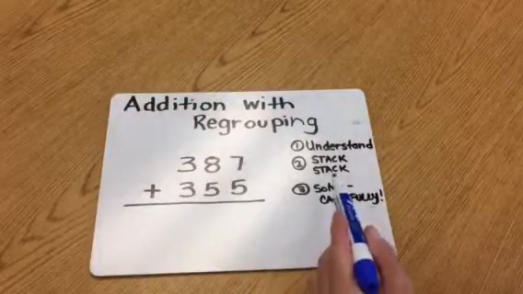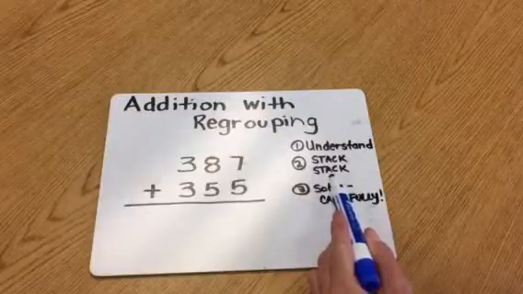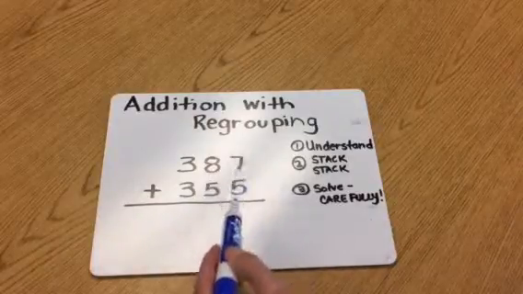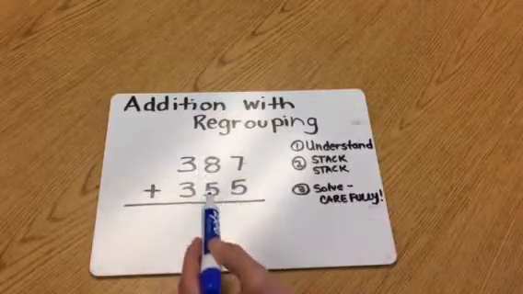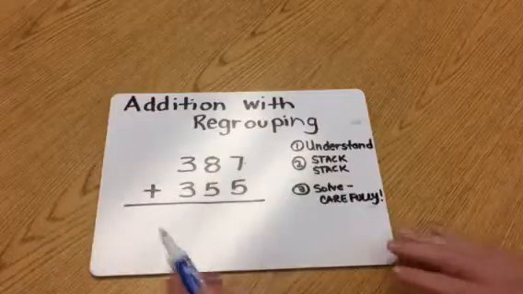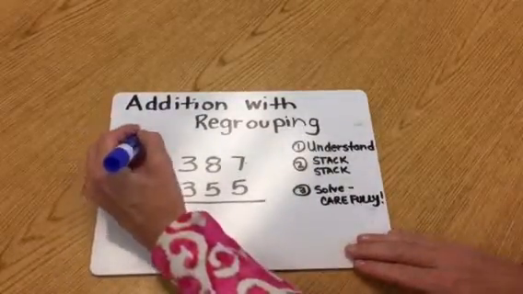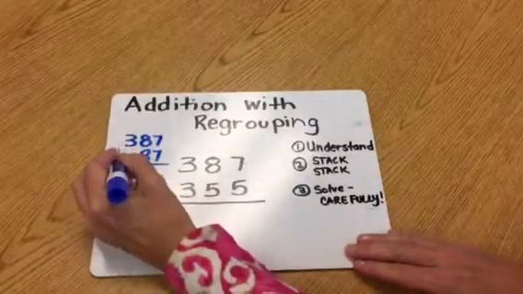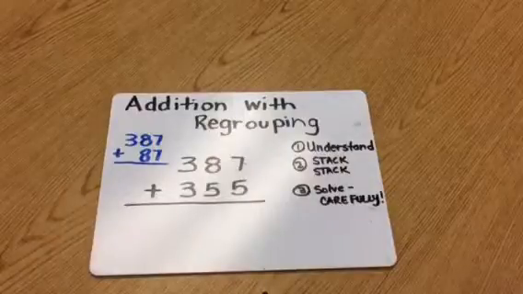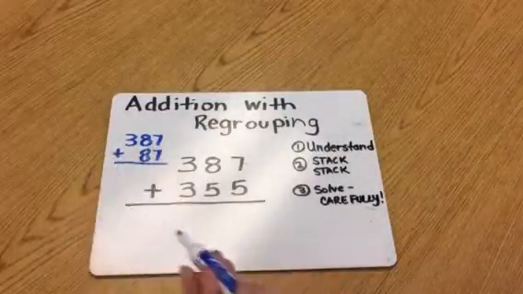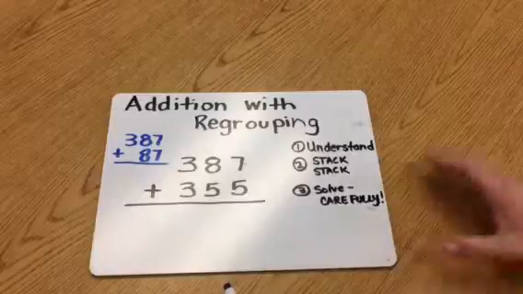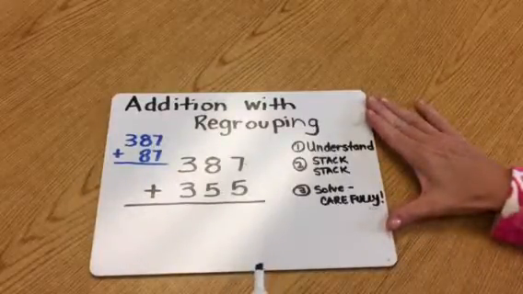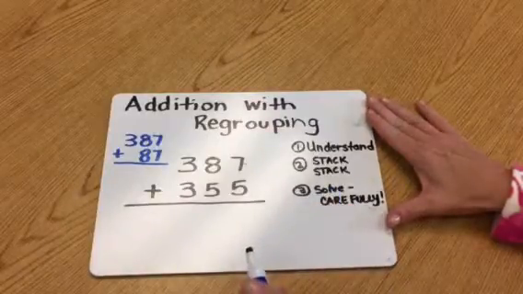And then number 2, we want to make sure that they stack the numbers exactly appropriately on top of each other. So the ones place has to be on top of the ones place, the tens on top of the tens, the hundreds on top of the hundreds. If they have a 3-digit number and a 2-digit number, they need to make sure that they stack the ones on top of the ones and the tens on top of the tens. A very common mistake is for them to move those numbers over, and then of course the problem is just wrong, and it's not because they solved it incorrectly, it's because they just stacked them incorrectly. So that's number 2 in our strategy.